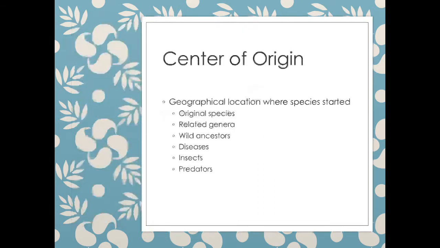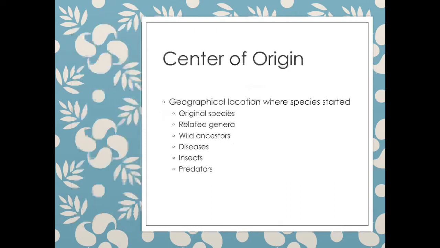Okay, so it's important to understand what we mean when we say center of origin. This is the geographical location where the species originally started. You'll have your original species there. You might have some related genera there. You might have some wild ancestors that are still there. The diseases and insects and predators and things that these plants evolved with all are in that area.